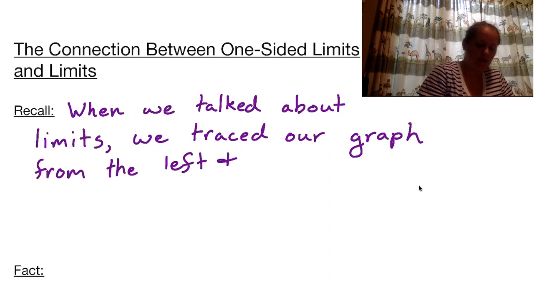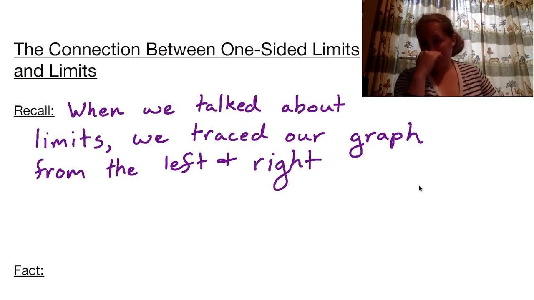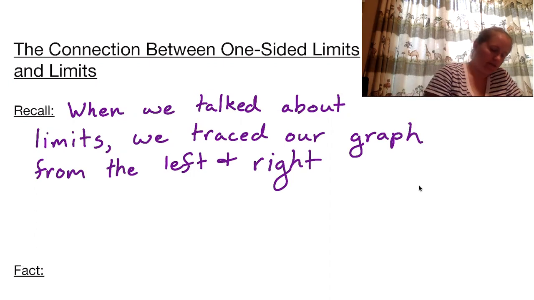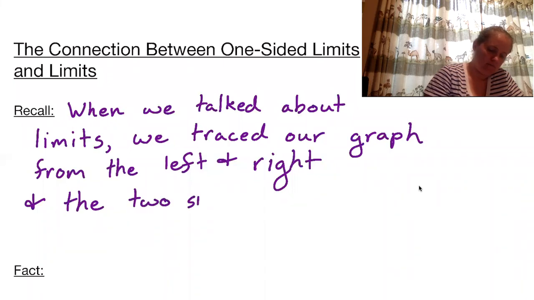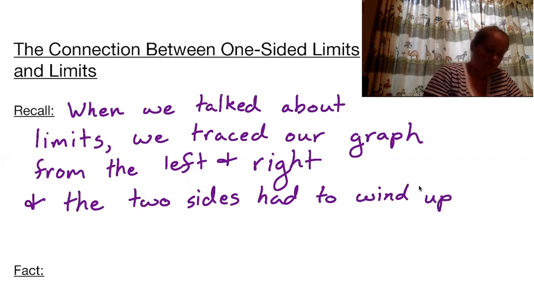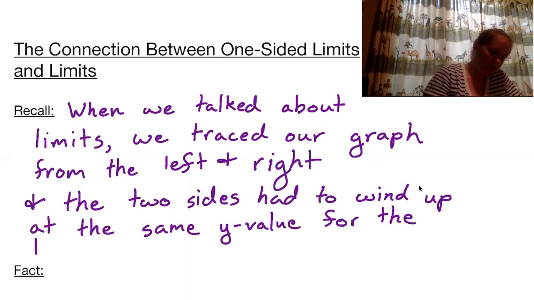So you traced our graph from the left and the right. And the two sides had to wind up at the same target, the same y value, for us to say the limit existed. So they had to wind up at the same y value for the limit to exist.